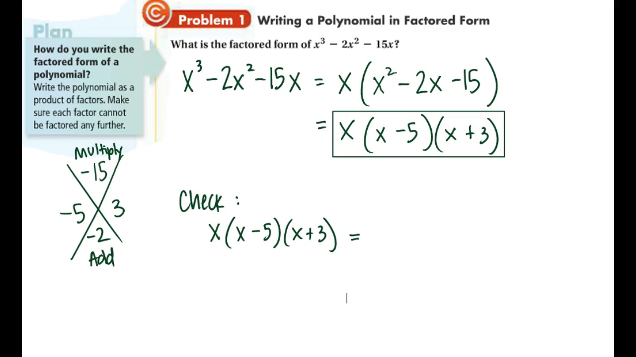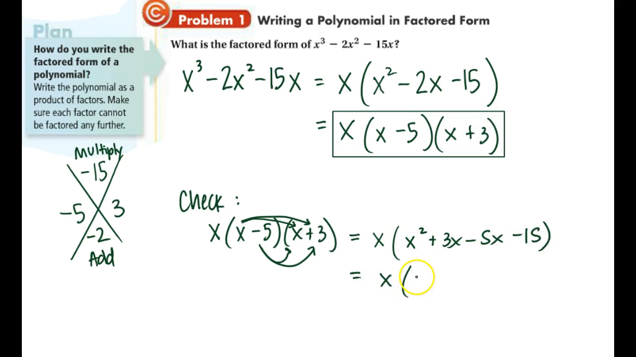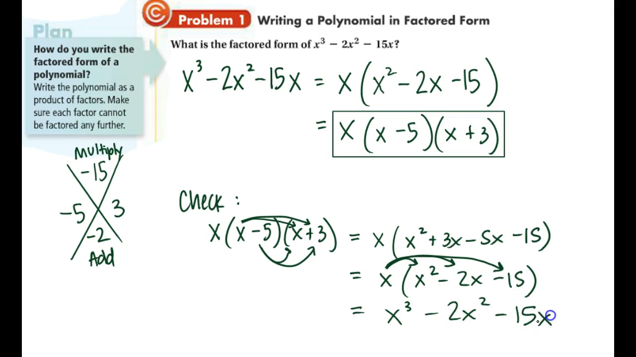I'd like to briefly show you how to check your answer. So we have the factored form here. I'm going to keep the GCF in front for a moment, and I'm going to be using the FOIL process to multiply these two binomials. So we get x squared plus 3x minus 5x minus 15. And of course we want to combine like terms inside the parentheses, so we have x squared minus 2x minus 15, and then distribute the GCF x to each term inside the parentheses. So that means we get x to the third minus 2x squared minus 15x, which was the original polynomial. So that ensures that we did the right thing.